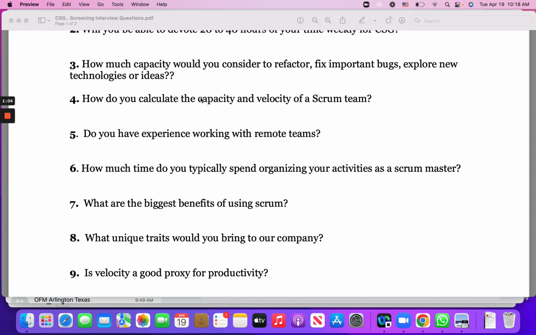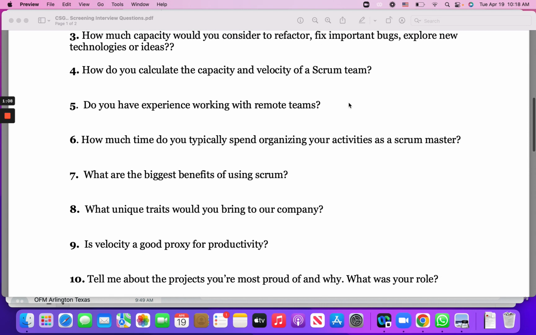How do you calculate the capacity and velocity of your team? The capacity is calculated by looking at who is available, who is taking time off, and whether they are full-time or part-time, and what time they can come in. The velocity will be determined by the capacity. The velocity is how much work they can take, which is based on the number of story points they can commit to.